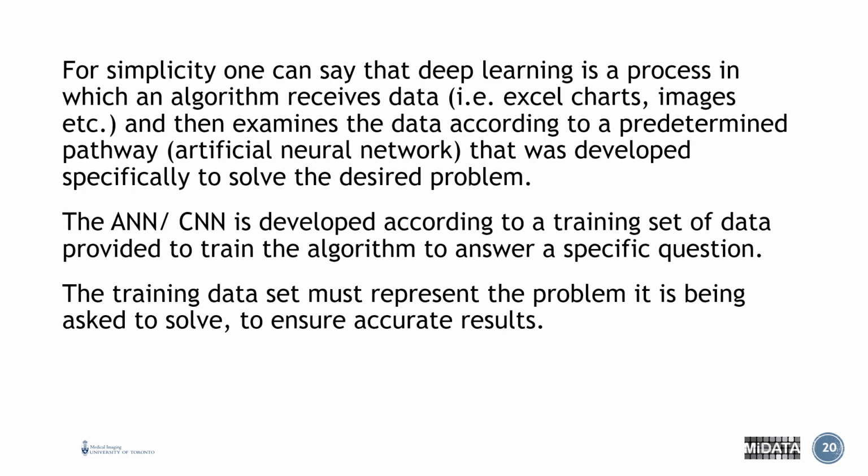And so for simplicity, one can say that deep learning is a process in which an algorithm receives data, so let's just say Excel charts, meaning data in charts, images, etc., and then examines the data according to a predetermined pathway, which is your artificial neural network, that was developed specifically to solve the desired problem. The artificial neural network is developed according to a training set of data, which is provided to train the algorithm to answer a specific question. The training data set must represent the problem it is being asked to solve to ensure accurate results.